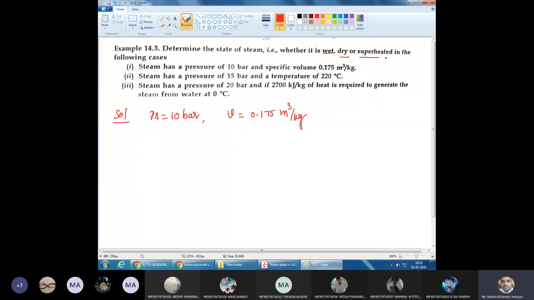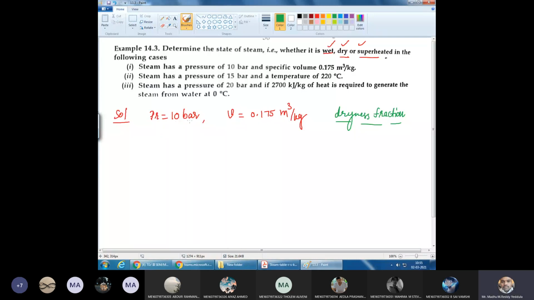One more thing. In order to find out whether the steam is wet, dry, or superheated, what should you know? Very good, you should know the dryness fraction. If you know the dryness fraction, we can classify the steam as wet, dry, or superheated. So you should know the dryness fraction corresponding to these particular values.